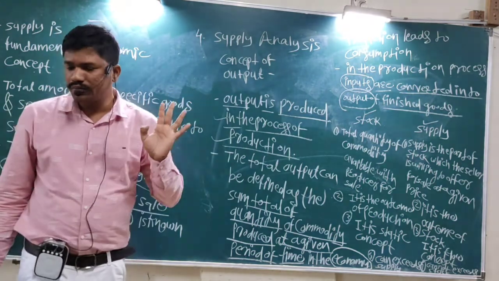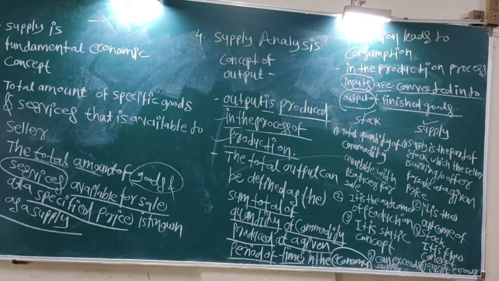So stock is the total quantity of commodity available for sale with a seller at a particular point of time. It is the source of supply. Stock is the outcome of production.